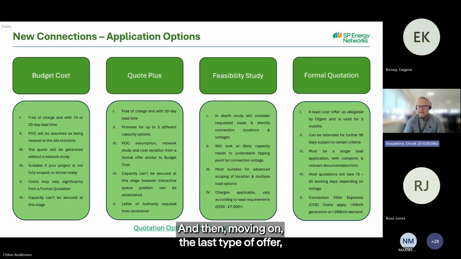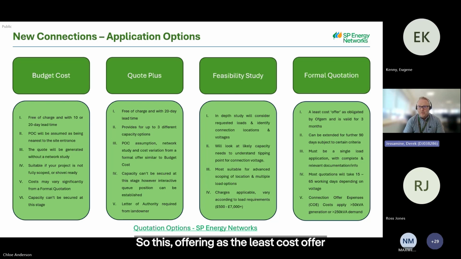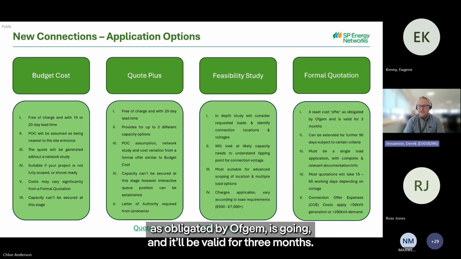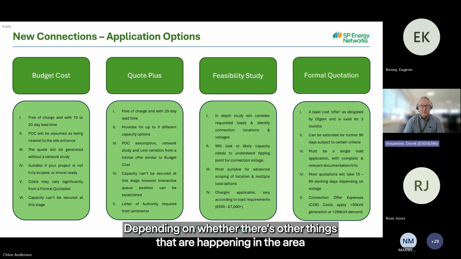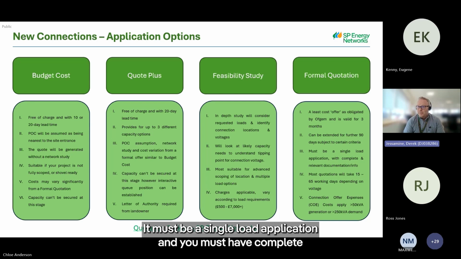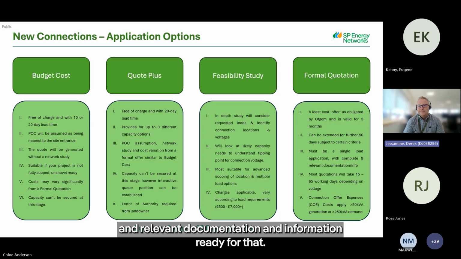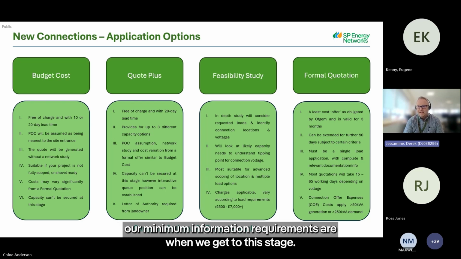And then moving on, the last type of offer is the formal quotation, where we can actually enter into a formal contract with yourselves. So this offering, it's the least cost offer as obligated by Ofgem. And it'll be valid for 3 months. We can extend it for a further 90 days, subject to certain criteria, depending on whether there's other things that are happening in the area, or there's other challenges. It must be a single load application, and you must have complete and relevant documentation and information ready for that. I'll go over that in a couple of slides' time, just what our kind of minimum information requirements are when we get to this stage.